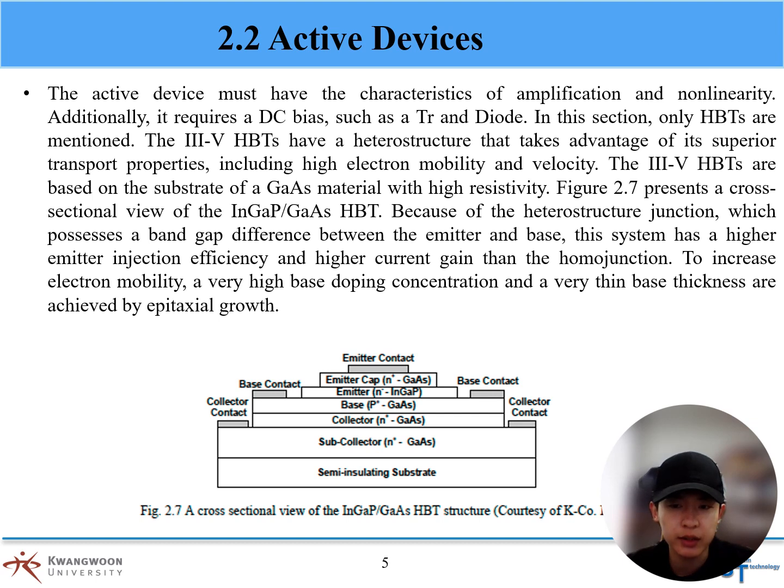This system has a higher emitter junction efficiency and a higher current gain than the homojunction. To increase electron mobility, a very high base doping concentration and a very thin base thickness are achieved by epitaxial growth.